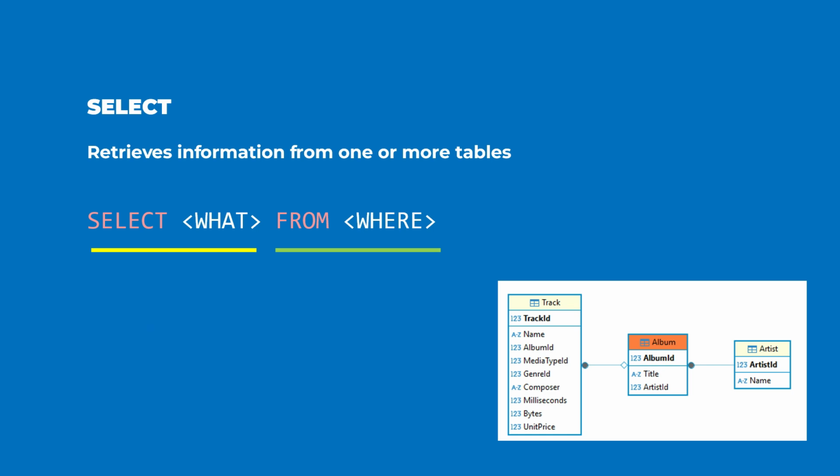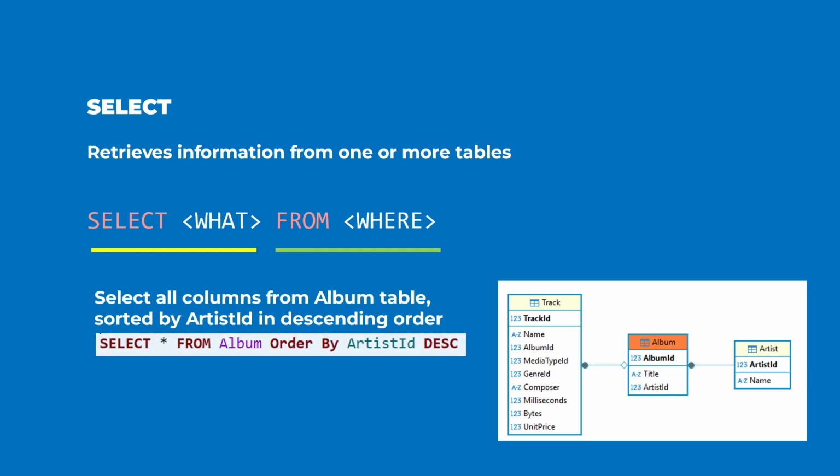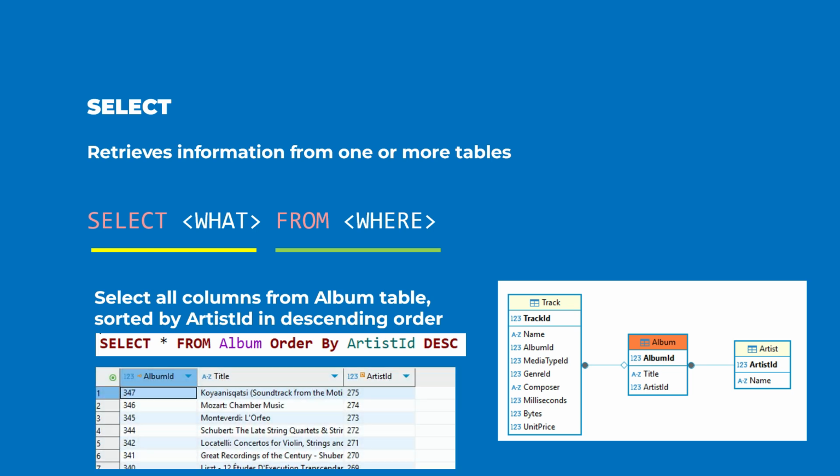Now, what if you don't want to sort the results in ascending order, but you want the results in descending order? You can use select asterisk from album followed by an order by clause on artist ID, the same as before, and then we specify the keyword desc, which is for descending order. And now we can see the rows are sorted by the column artist ID in descending order.